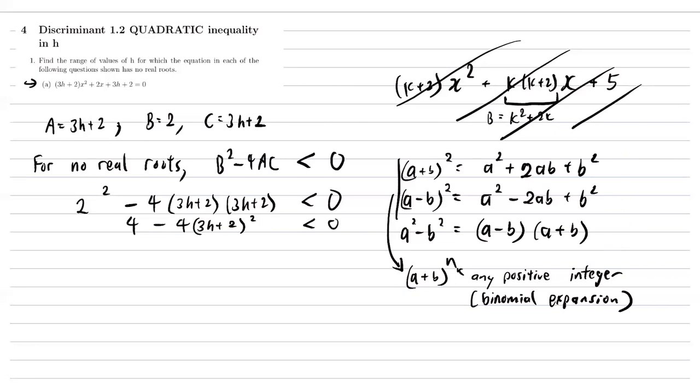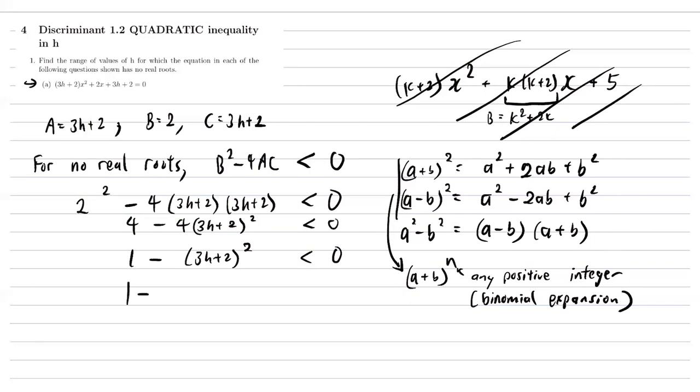Okay, so how do you expand the 3h plus 2 bracket square? First, before I even continue, I notice there's a common factor 4, so I will divide by 4 on both sides. So I get 1 minus, I don't need the 1 there, less than 0 divided by 4 is just 0. Oh, divide by positive 4, do I need to flip the sign? Don't need.